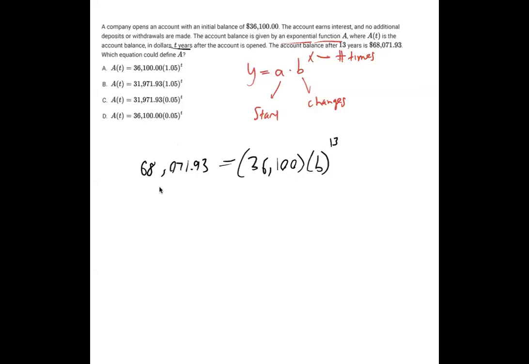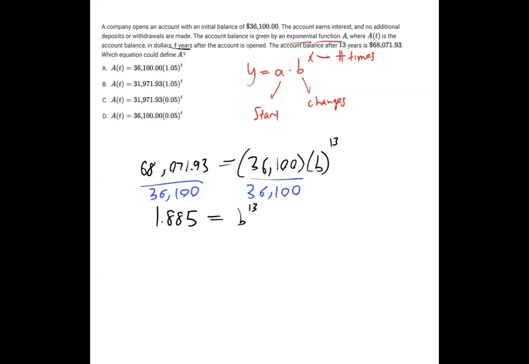So we've got an equation with a lot of stuff, and we can go ahead and just divide by the 36,100 on both sides. And when you divide that 68,000 by the 36,000, roughly, but when you plug them exactly like that into your calculator, you get 1.885 with some continuing decimals. And that equals right now b to the 13th.